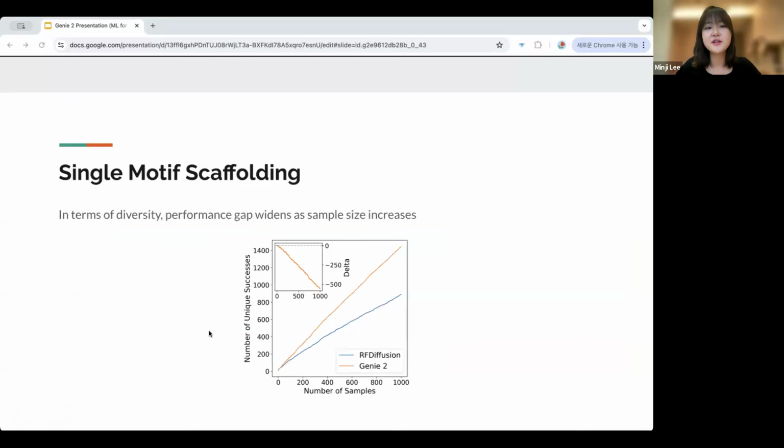And finally, Genie keeps generating unique scaffold structures as the sampling size increases, showing that it is capturing more diverse structure space.